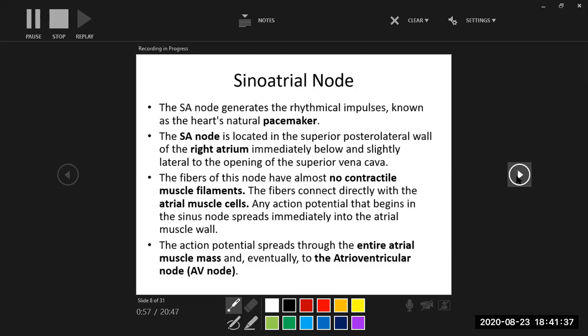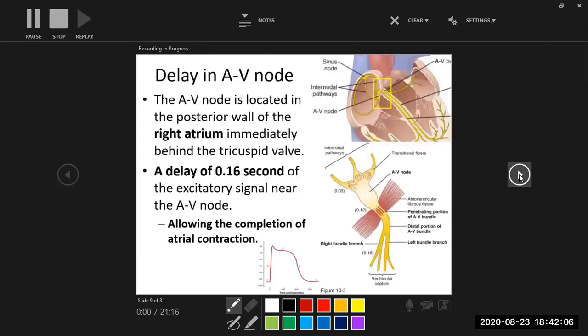But they have the capability to generate an action potential like all other muscle cells. That action potential will travel to both the left and right atrium, and eventually lead to the AV node. The AV node is located in the atrium as well, before the signal enters the ventricle. So here is the AV node. The atrioventricular node is located in the atrial wall behind the tricuspid valve in the right atrium. Here you can see that the SA node sends fibers to the AV node.